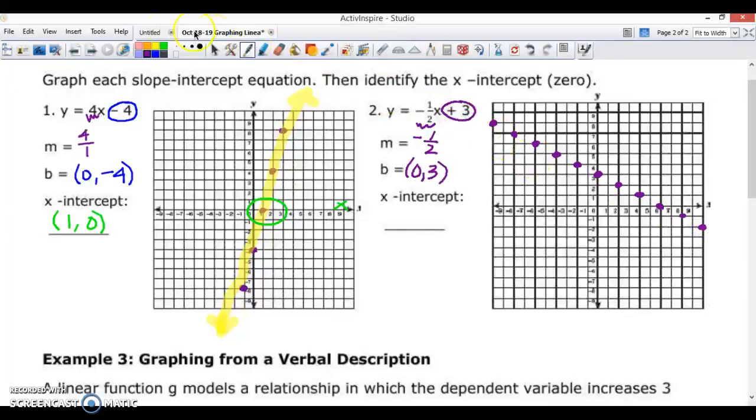Okay, now that you have all your points, you can draw a line. I'm going to use my highlighter. You use your handy dandy ruler.